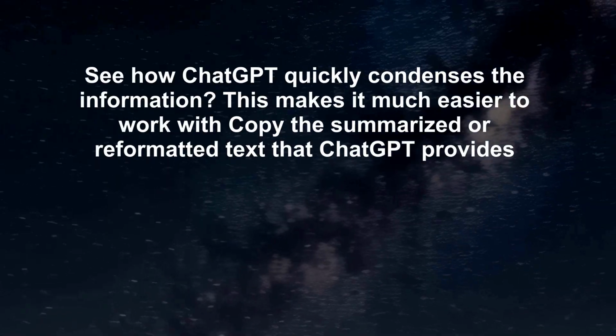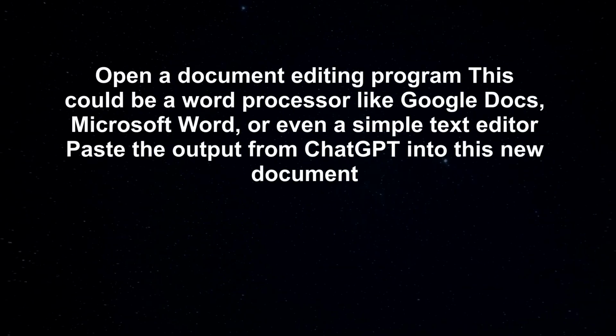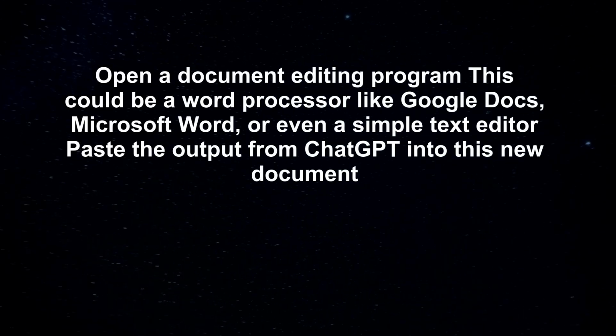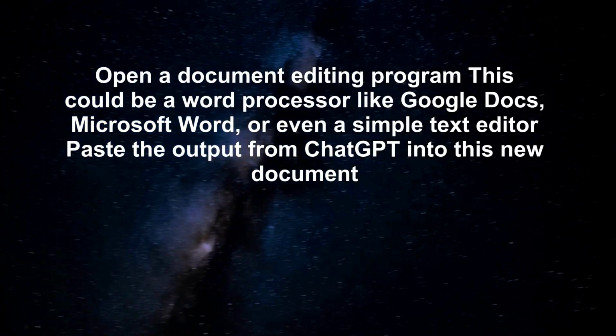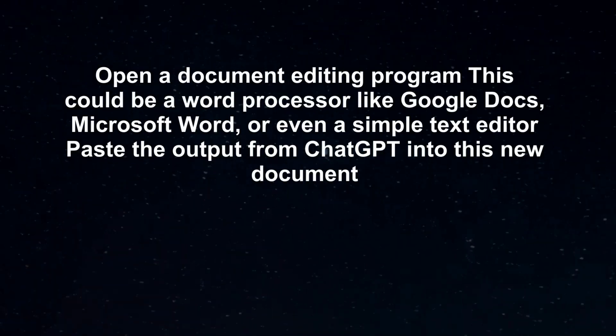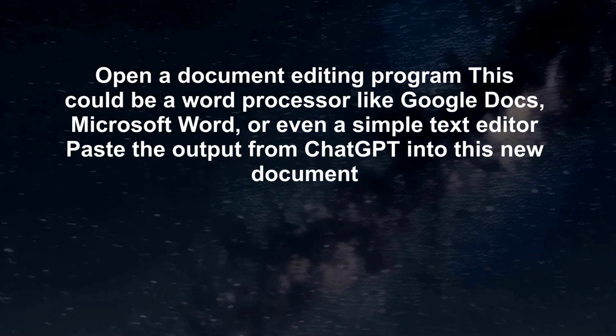Copy the summarized or reformatted text that ChatGPT provides. Open a document editing program. This could be a word processor like Google Docs, Microsoft Word, or even a simple text editor. Paste the output from ChatGPT into this new document.